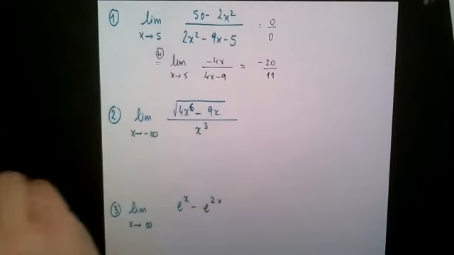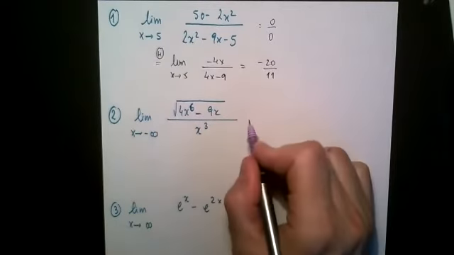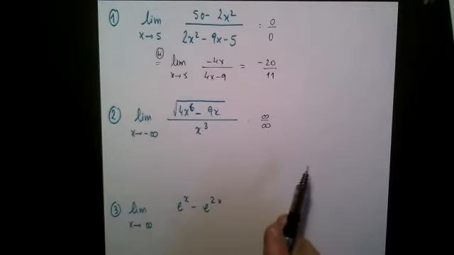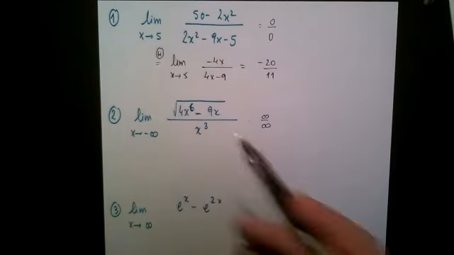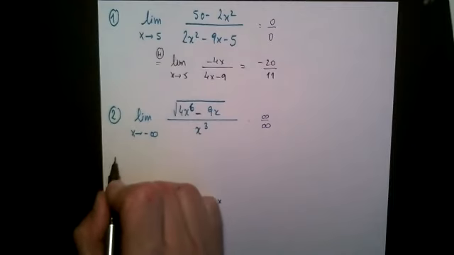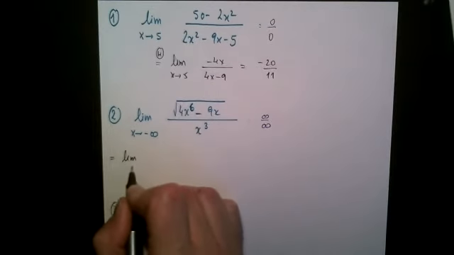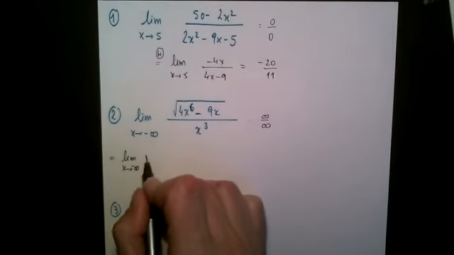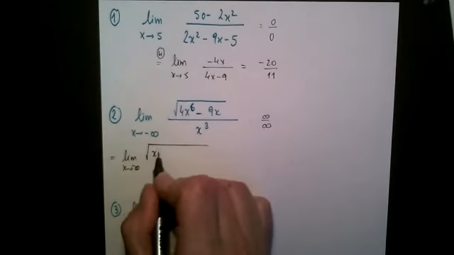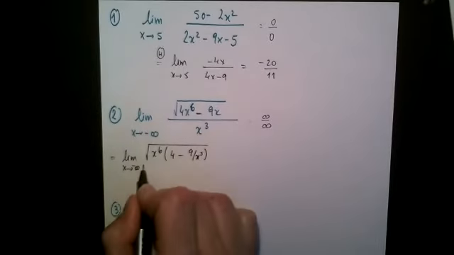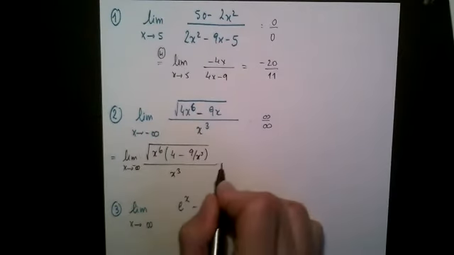This one here, if you replace infinity inside, you're going to get infinity over infinity. So you could use L'Hopital's rule, but when you have a square root, it's always annoying because the square root doesn't cancel. So we're going to factor just like we did at the beginning of the course. Limit as x approaches negative infinity, square root of x⁶ times (4 minus 9 over x⁵). On the bottom, it's just x cubed.